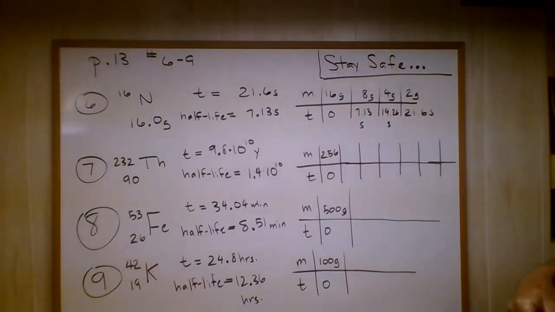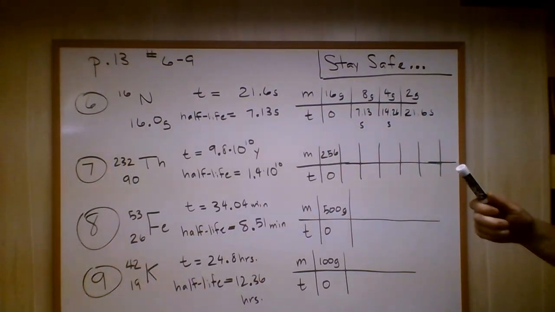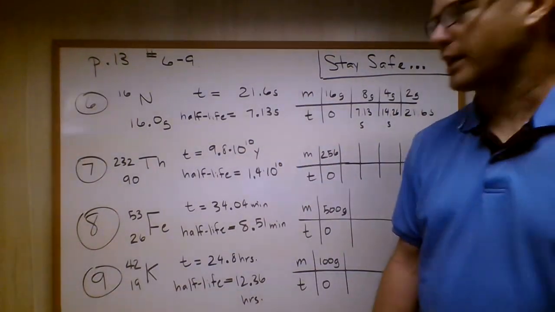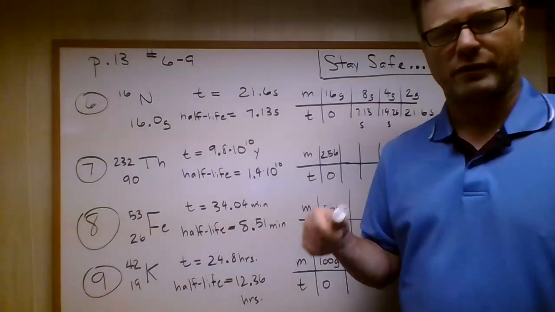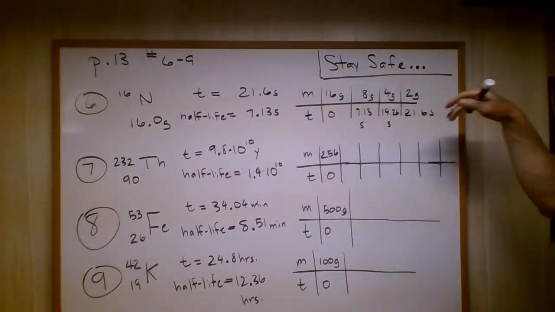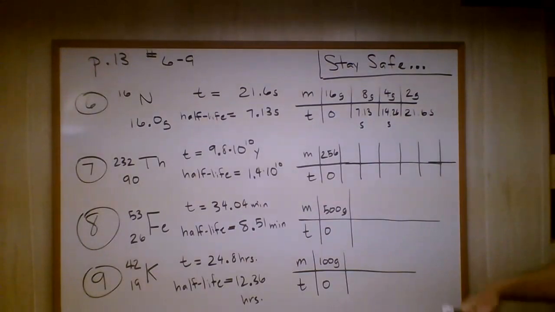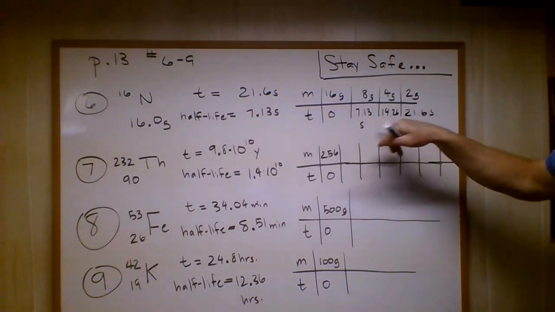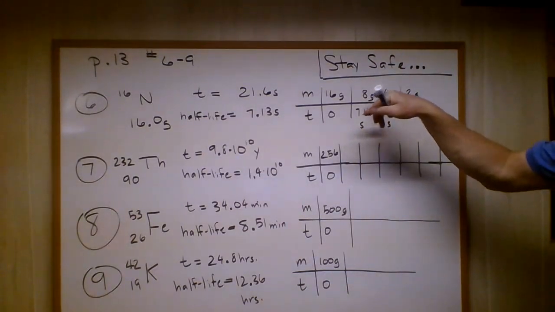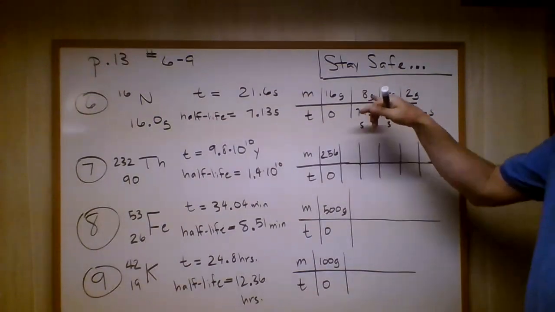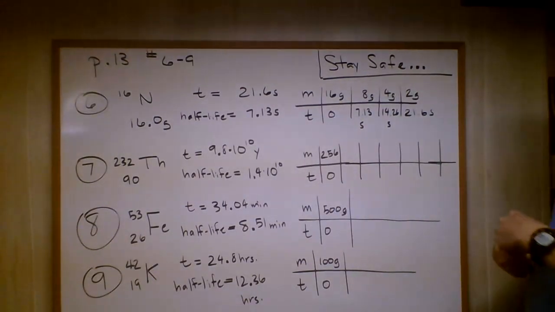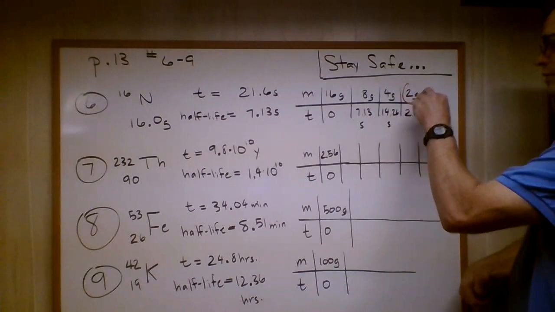So in the first case, we had nitrogen 16 grams. The given amount of time was 21.6 seconds. I looked up the half-life, table N, 7.13 seconds. I made a chart. This time I went horizontal. Okay, and remember, start at time 0. So every time one half-life goes by, the amount that's still radioactive is half as much. So 8 grams, 4 grams, 2 grams, and your answer should be 2 grams. There's the amount that's still radioactive.